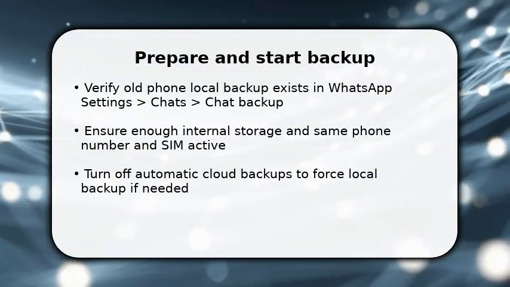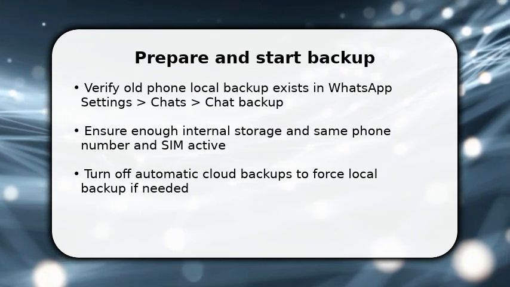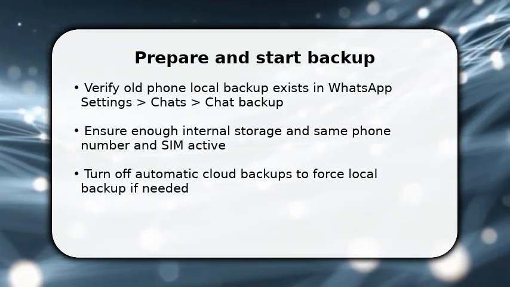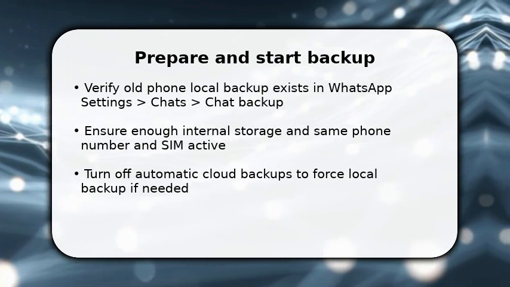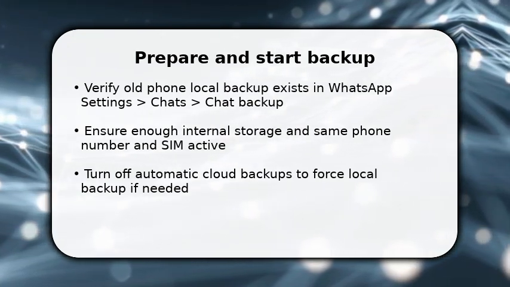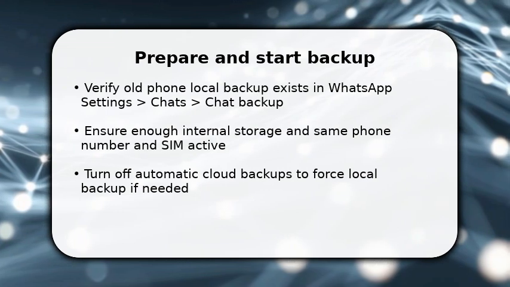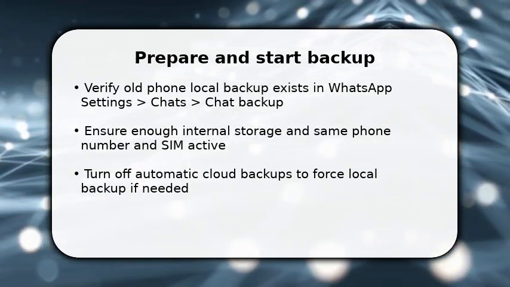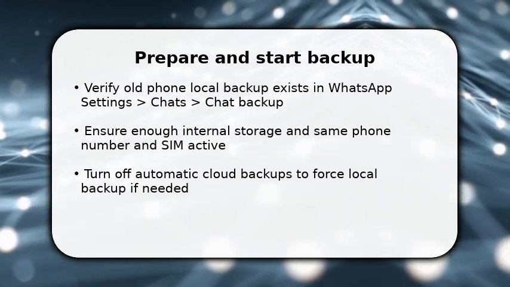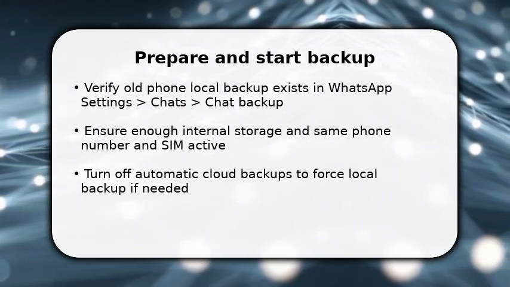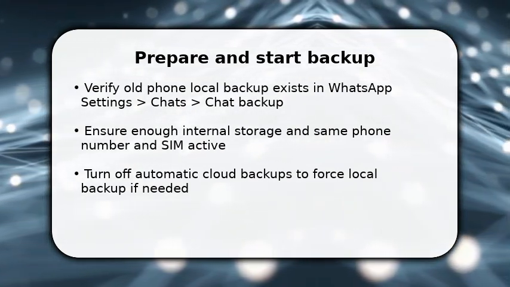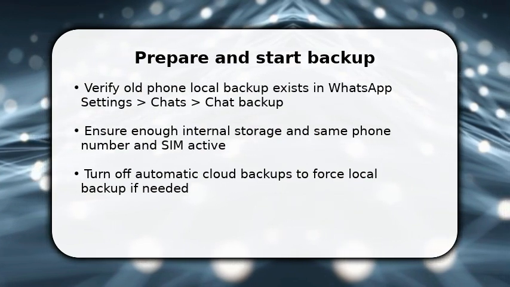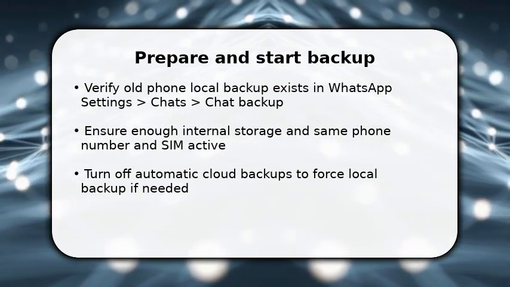You start by confirming a recent local backup on your old phone. This is what you will transfer. Go to WhatsApp settings, chats, chat backup, and check the timestamp. If it's missing, tap backup to create one. Make sure your phone number is active and that there's enough internal storage. Local backups live in device storage. Once done, disable or pause Google Drive or iCloud auto backups so WhatsApp uses the local file when you move it to the new phone.